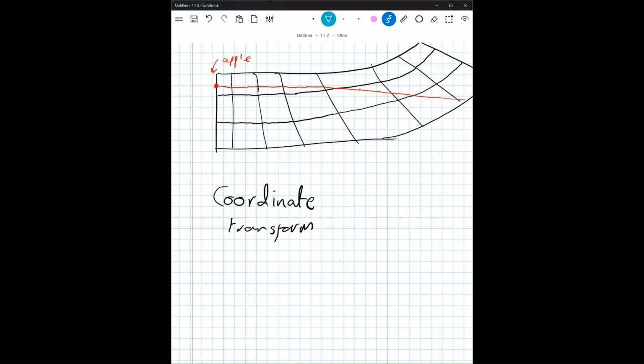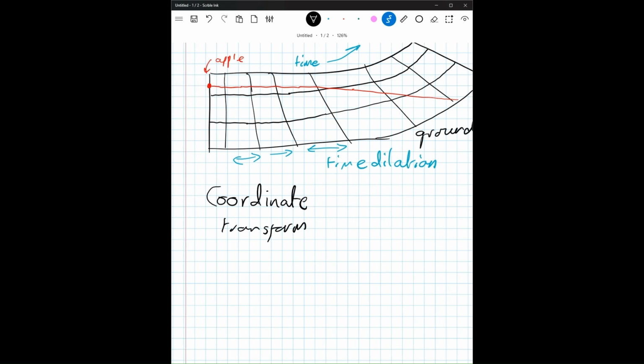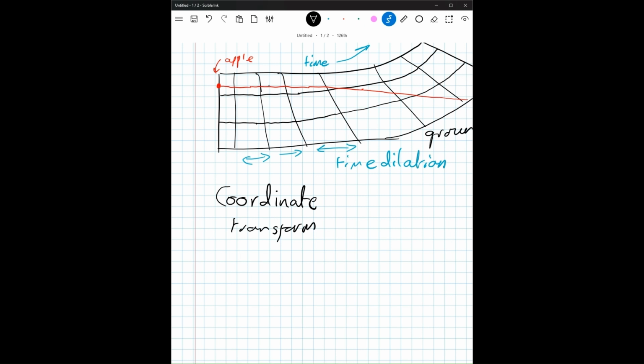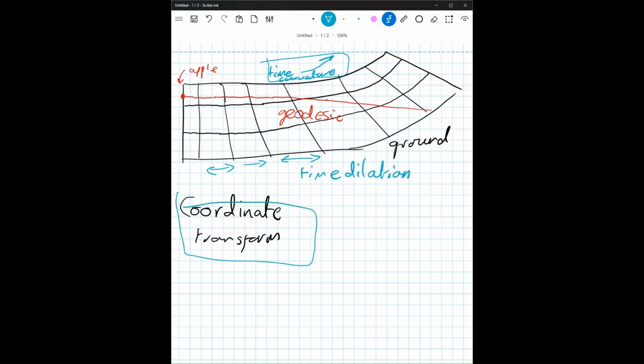And the claim is that the separation of these lines getting larger is time dilation, and that the time axis curves away from the apple and the ground, or pulls the ground up with it, however you want to think about it, which is what causes the apple to hit the ground, and that this apple is taking a geodesic. Now, the claim that I disagree with, and that my course taught as being wrong, is that this is time curvature. This is not what this is. This is a coordinate transform.